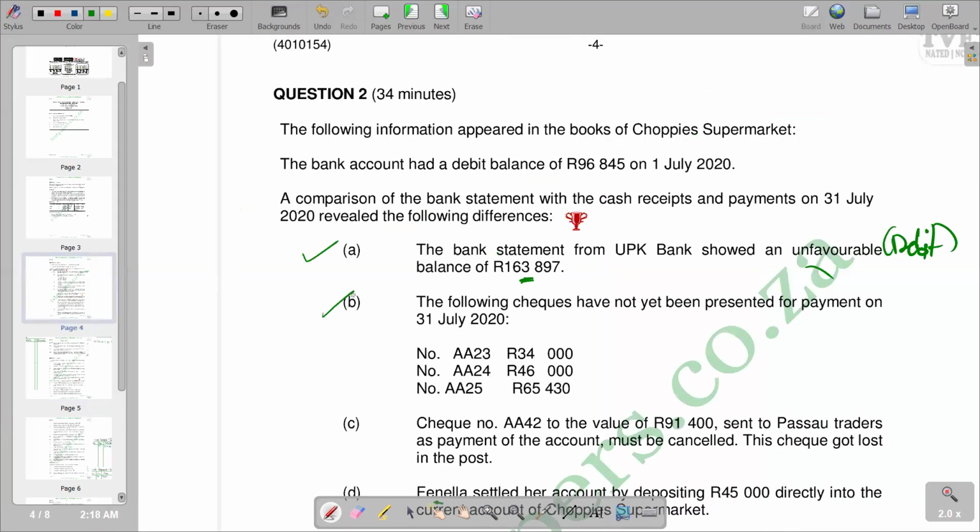Next we have the outstanding checks, the checks not yet presented for payment. In our journals they are correct, but they are not reflecting on our bank statement, so we need to put them on our bank reconciliation. Remember, when checks have been issued, they should appear in the cash payments journal in our books, but on the bank statement they will not yet appear. So we're going to put all of them on the debit side of the bank reconciliation.